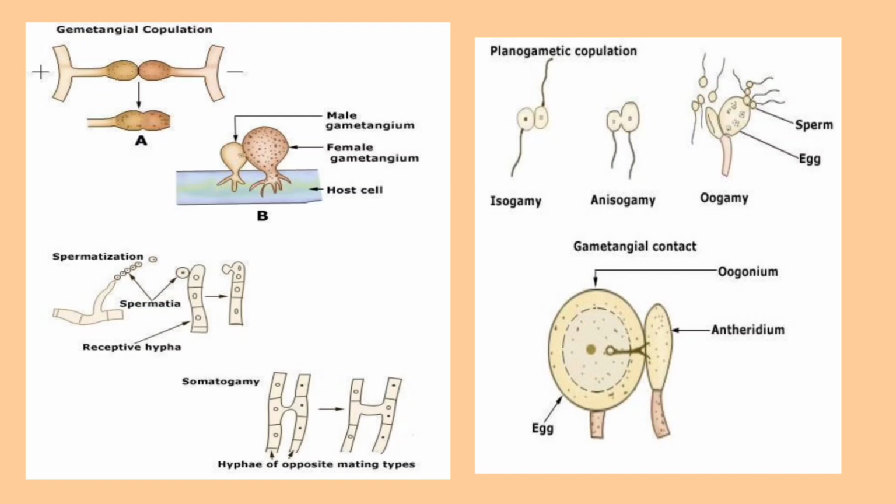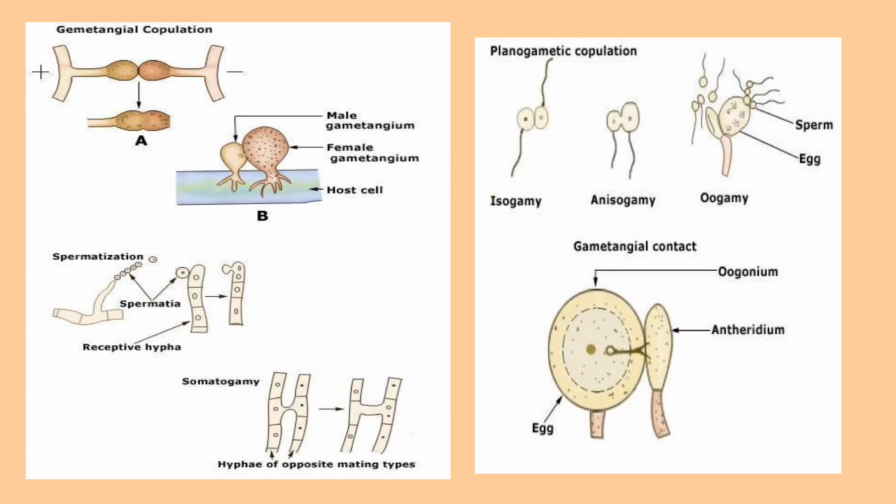Now planogametic copulation involves the fusion of two naked gametes. One or both are motile, and a motile gamete is called a planogamete. It means the cells move. They are generally of three types: isogamous, anisogamous and oogamous. One is male and one is female. If both have similar structure, it is known as isogamous.